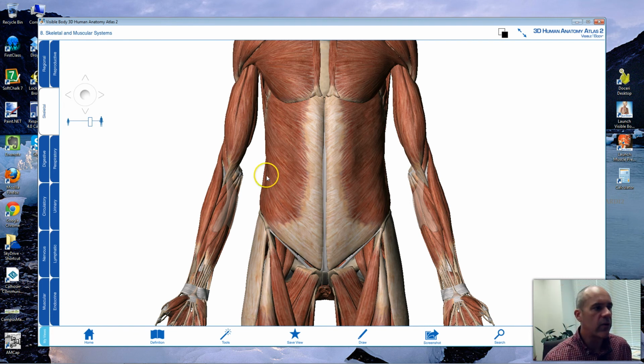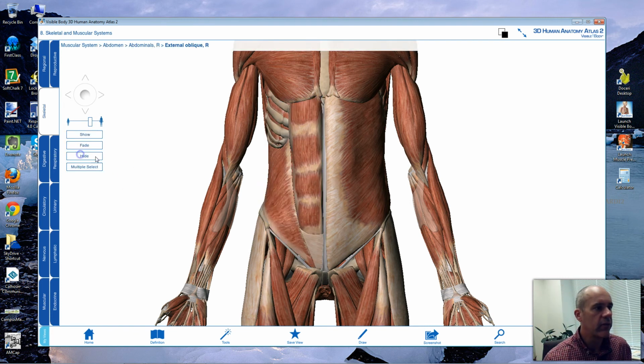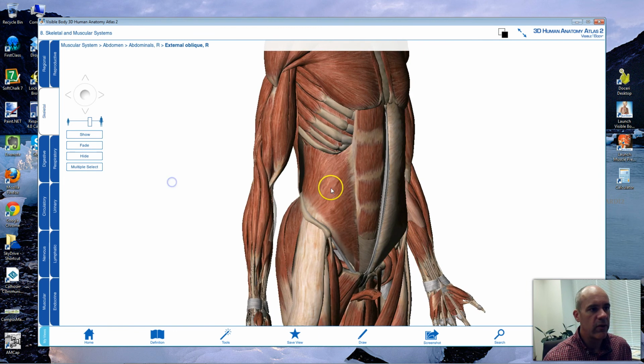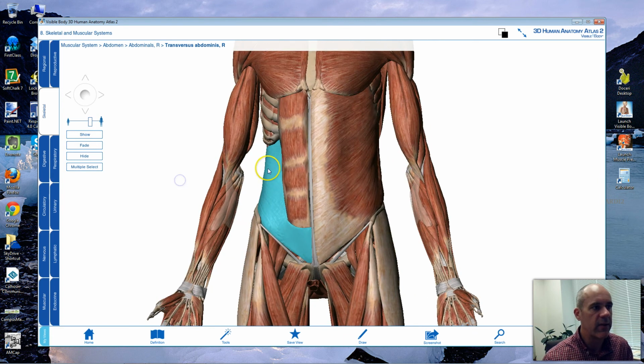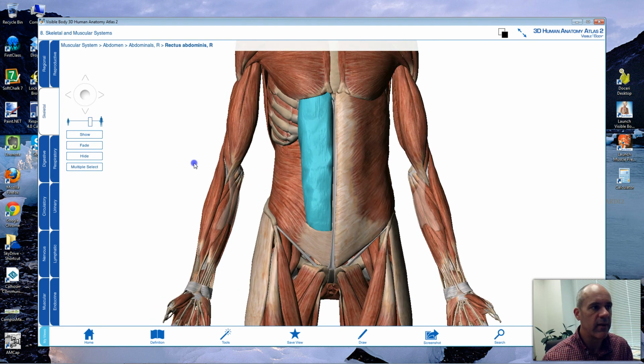Okay, so we did our external obliques. Now if I hide those, underneath there you've got the internal oblique. And then if I hide that one, you have a deeper transversus abdominis muscle. So you've got 3 layers: external, internal, transversus abdominis. And then the rectus abdominis is there in the center of the abdomen.